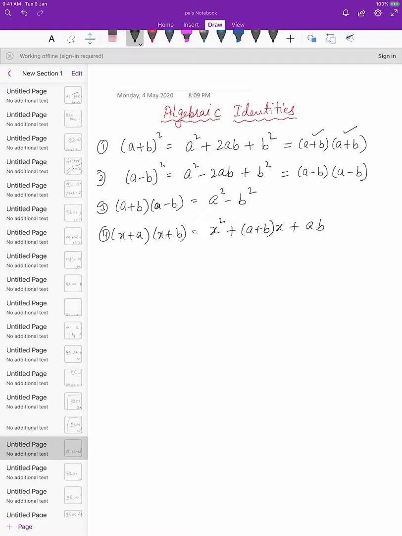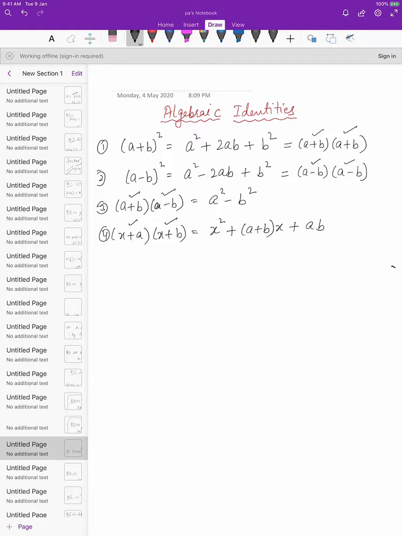We can also write it as (a plus b) whole square. Second identity is also the product of 2 binomials, (a minus b) into (a minus b), but because both the binomials are same, we can write it as (a minus b) whole square. The third identity is the product of 2 binomials, (a plus b) into (a minus b), and the fourth identity is again the product of 2 binomials, that is (x plus a) into (x plus b). But where is the difference in all the 4 identities? When all 4 of them are the product of 2 binomials, what is the difference?